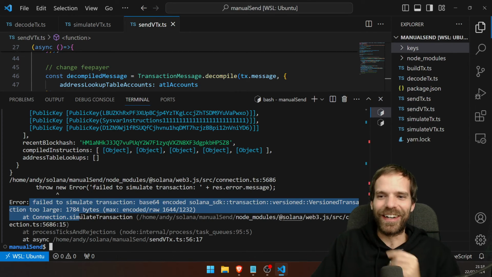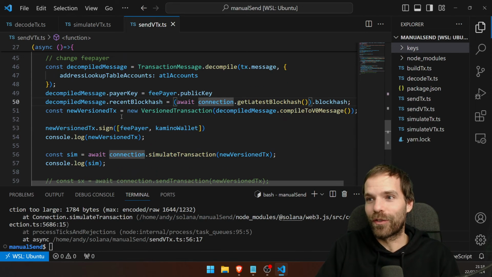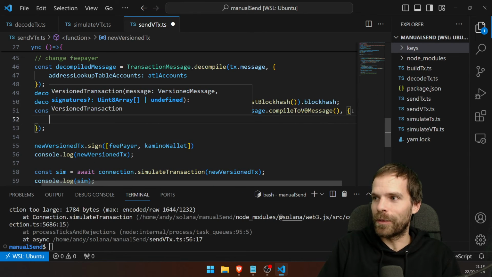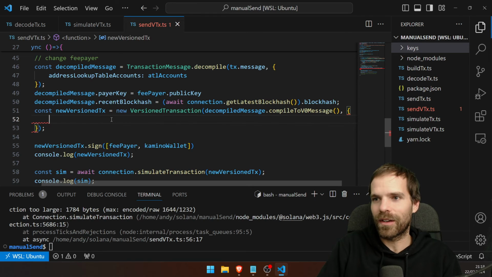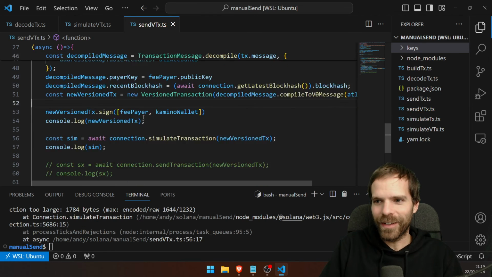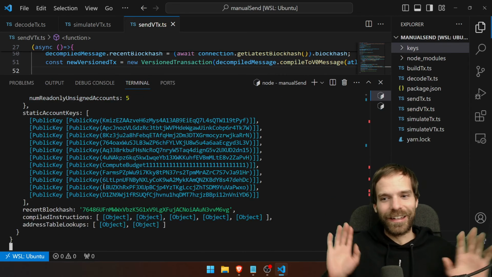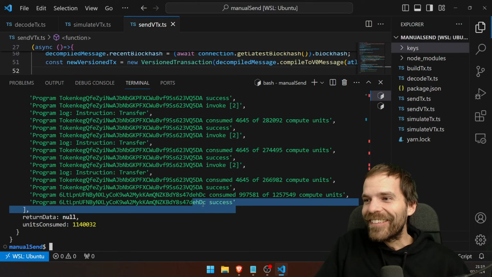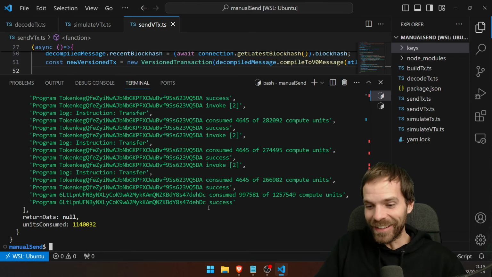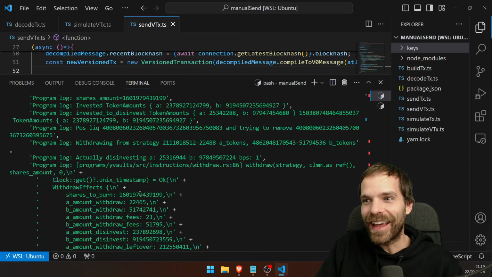Version transaction too large. Okay, fair enough. I mean, that's what we have those accounts for. We do a new version transaction. And also here, we will again provide the same address lookup table accounts, because otherwise this is gonna fail. Okay, good. Transaction too large, that's fine. Now using lookup tables. Look! With success! Finally! Wow, it took me a while, but hey, look at that.